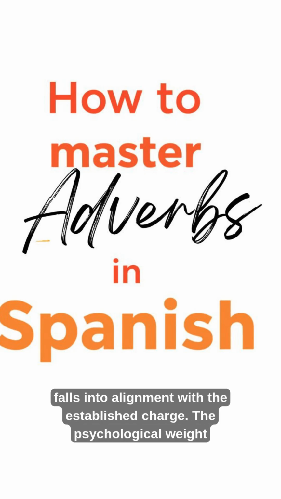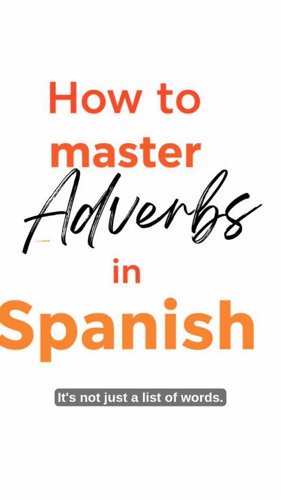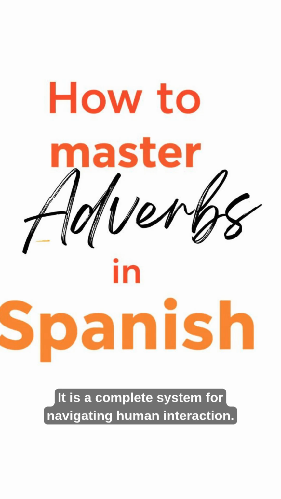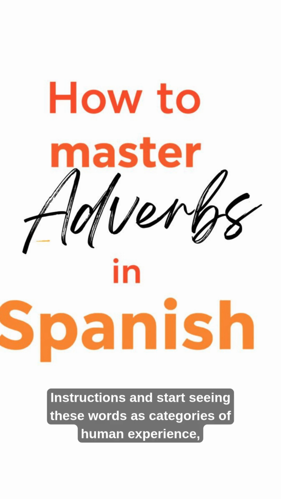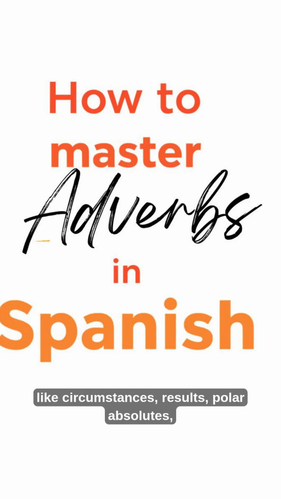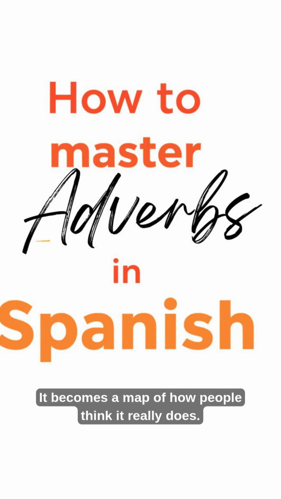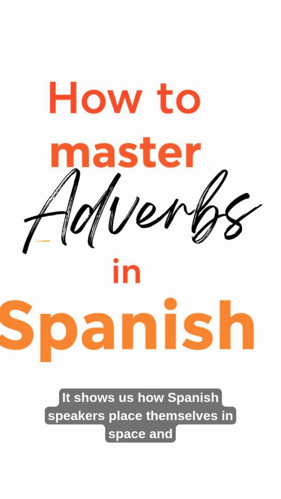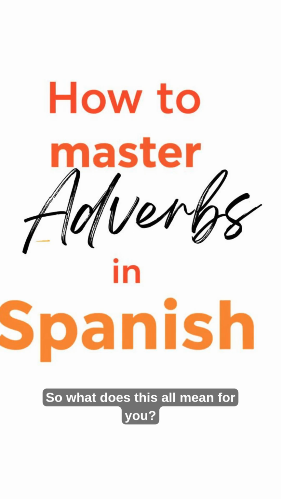The psychological weight of these mechanics is staggering when you really unpack them. It's not just a list of words. It is a complete system for navigating human interaction. When you stop looking at grammar as a cold, hard set of instructions and start seeing these words as categories of human experience like circumstances, results, polar absolutes, the language stops being intimidating. It becomes a map of how people think. It really does. It shows us how Spanish speakers place themselves in space and time and how they connect with the people around them.